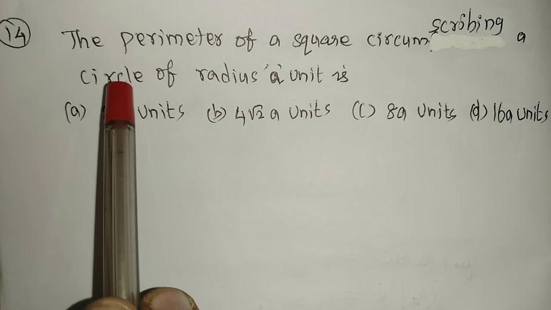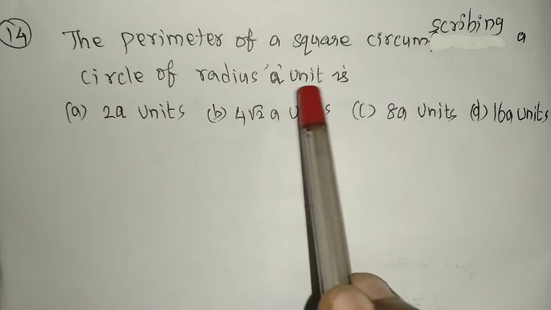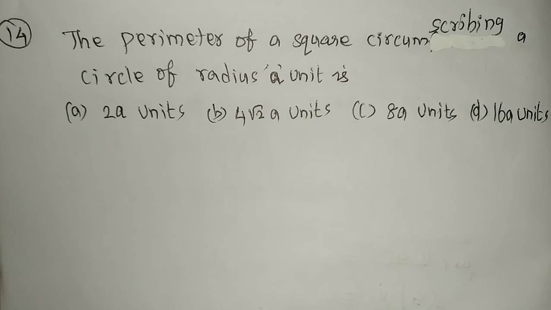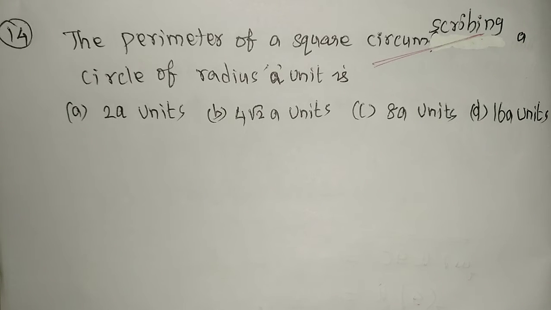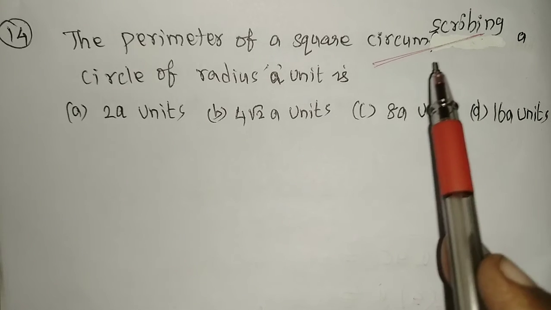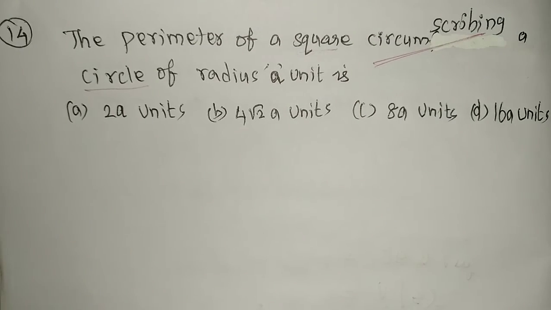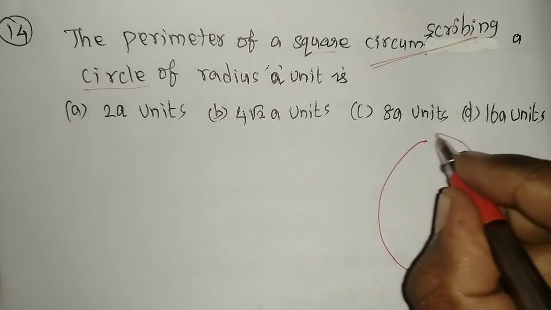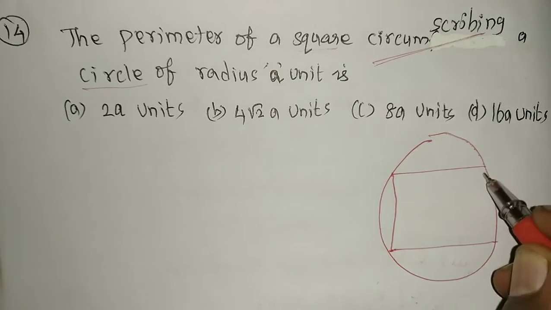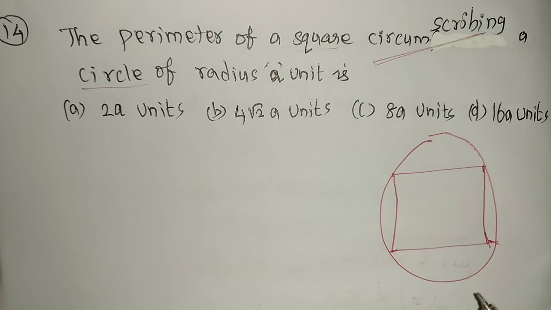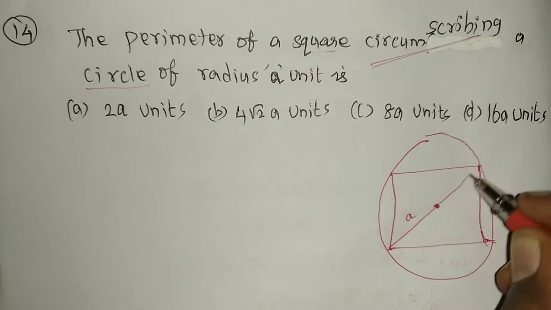14th one. The perimeter of a square circumscribing a circle of radius a units. So instead of inscribed, they use circumscribed. This is also the same. Circumscribed means, here they said square, so around the circle we have a square. That is the concept. So we have a circle, and around it the square. The radius they have said clearly is a units. So here a and here also a.